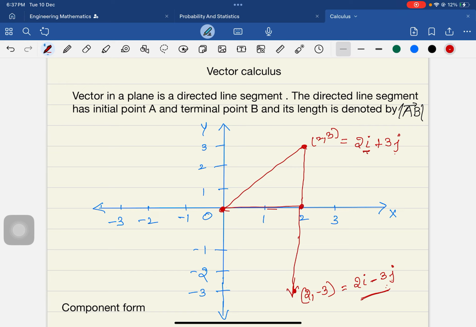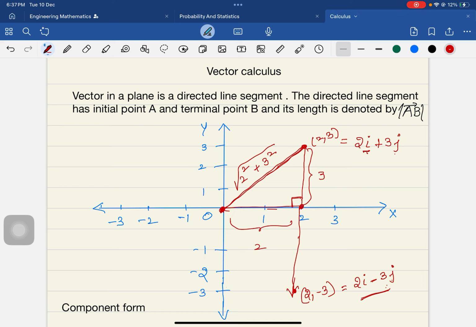If you observe here, it is just like a right angle triangle, right? Now what is this length? It is 3 units, and what is this length? It is 2 units. Therefore, according to the Pythagoras theorem, this length is given by the square root of 2 square plus 3 square. This is the distance from the origin to the point 2 comma 3.